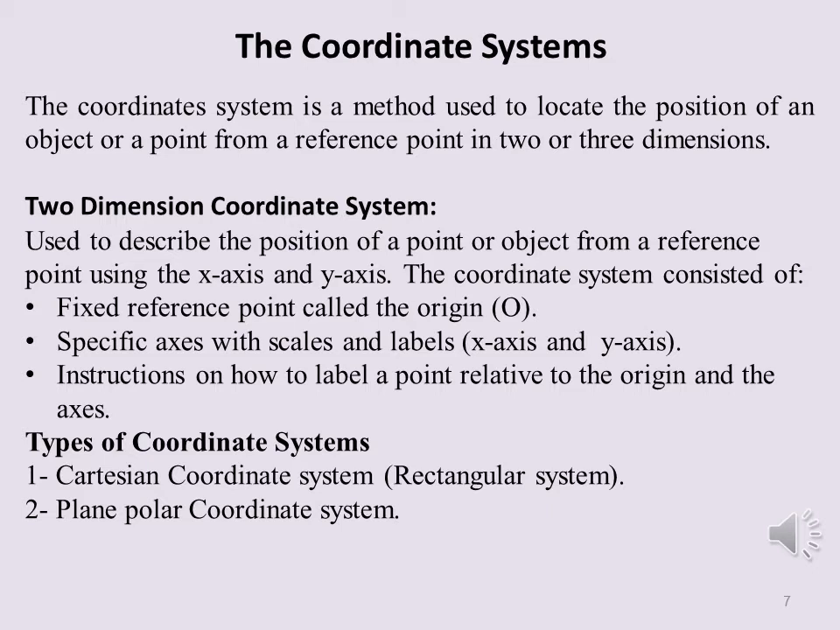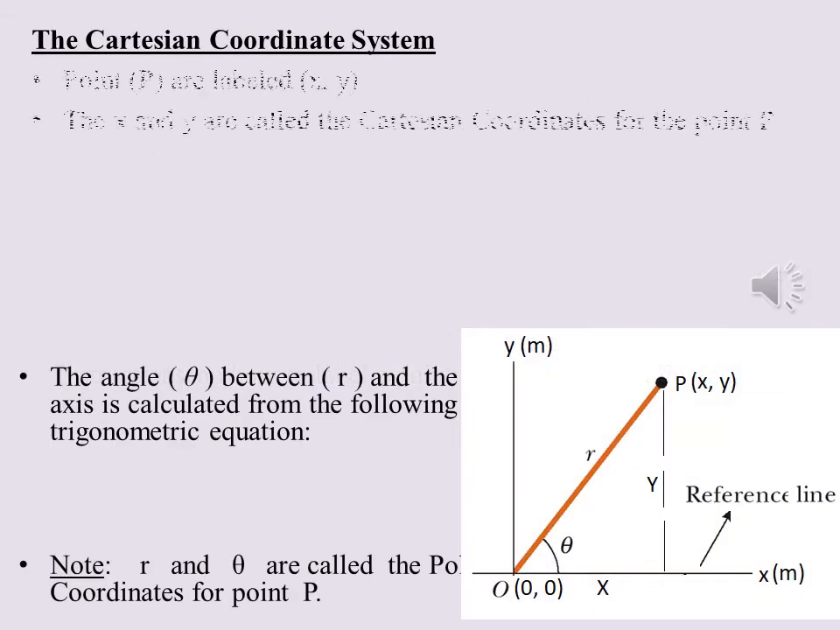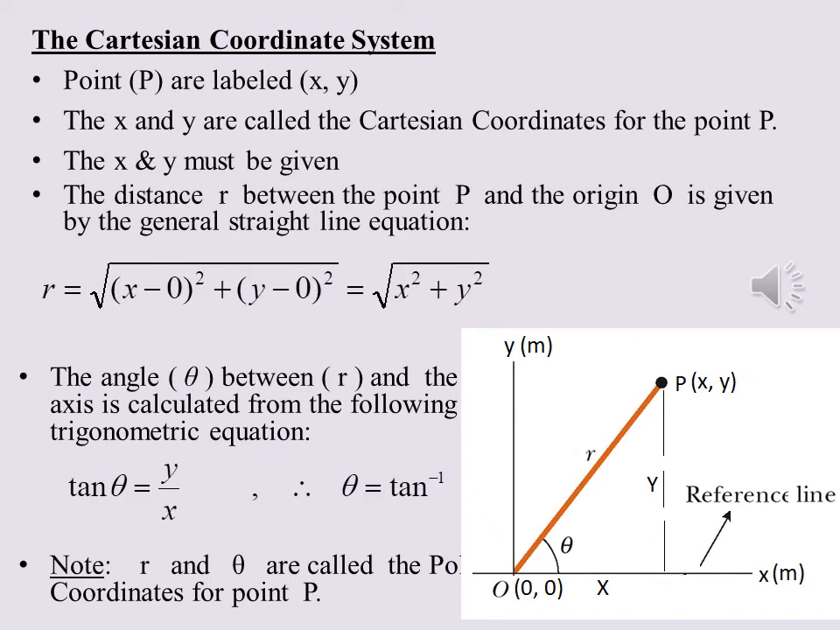Types of coordinate systems. 1. Cartesian coordinate system, rectangular system. 2. Plane polar coordinate system. The Cartesian coordinate system. As in the figure.